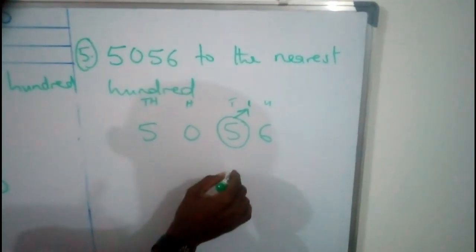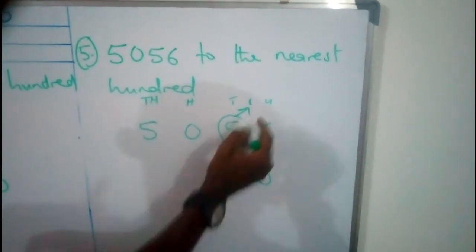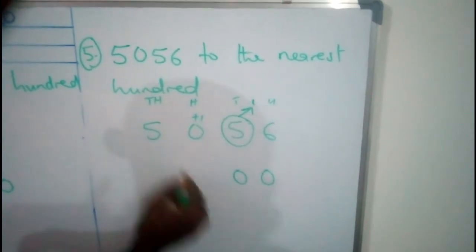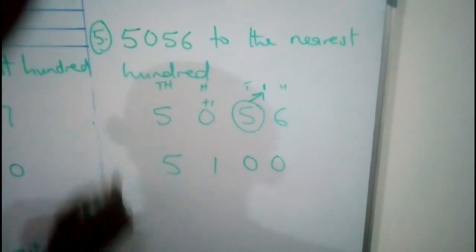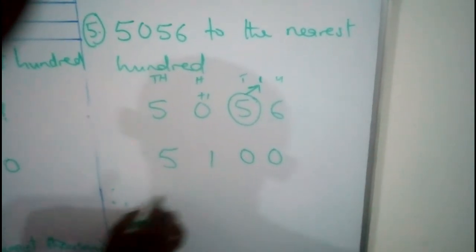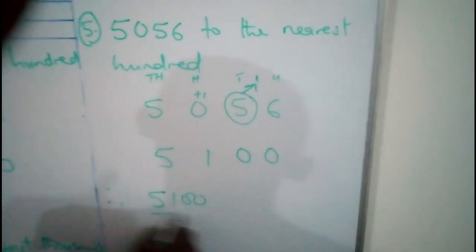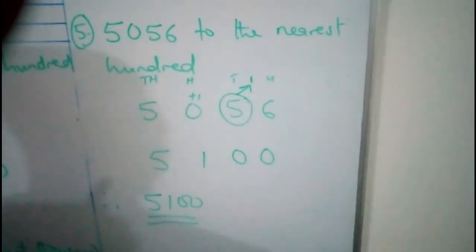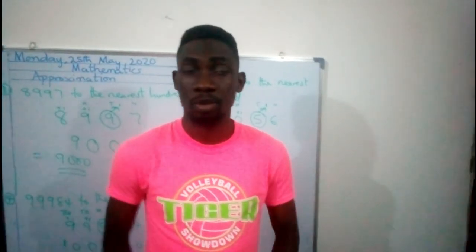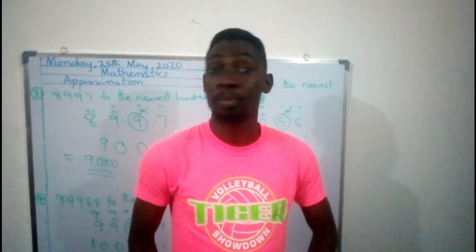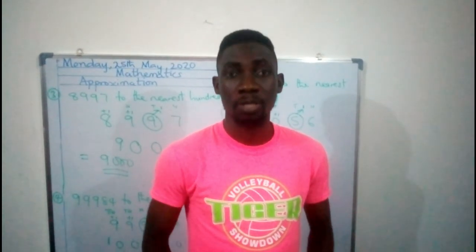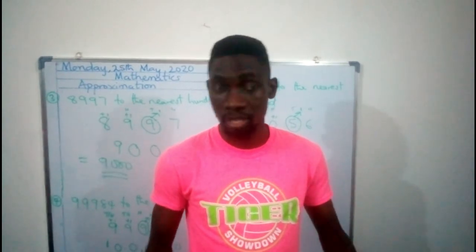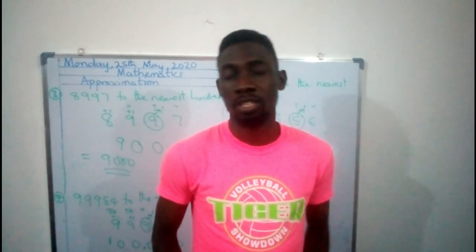So the second digit becomes 0, the next one becomes 0. What happens to your 1? You add it to this. 1 plus 0 gives you 1, and your 5 remains 5. So therefore, 5,056 to the nearest 100 gives you 5,100. Next, that will be all for this morning's class. We have learned about approximation, and we have looked at whole numbers today. In our next mathematics class, we will consider approximation of decimals. I really hope you understand the lesson.